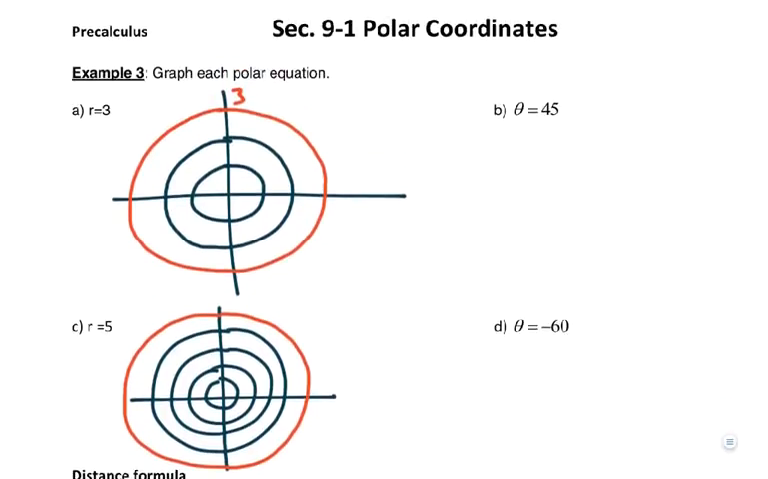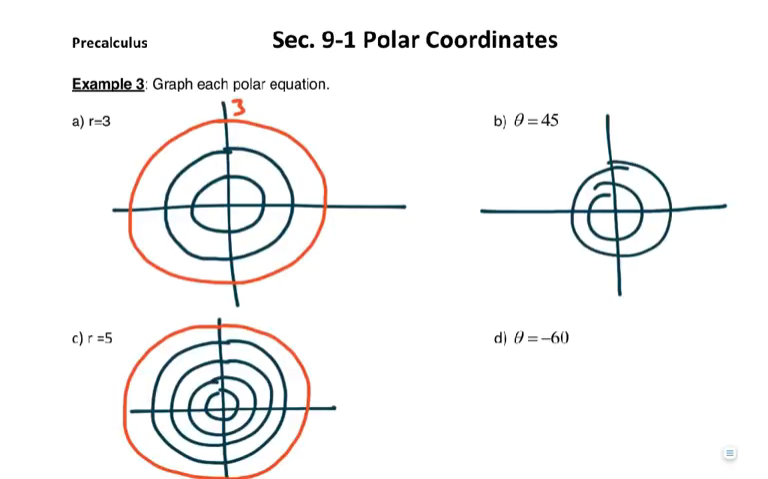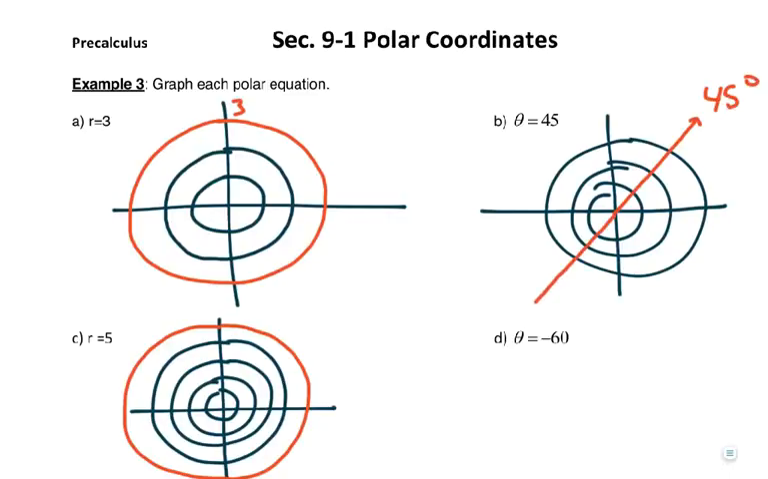Well, then what does it mean if instead I use theta? Well, theta equals 45 is going to be a line, because on our polar graph paper, doesn't matter how many circles I draw, I'll just draw a couple circles. 45 degrees is here. Well, any point on that line is going to be the equation theta equals 45.